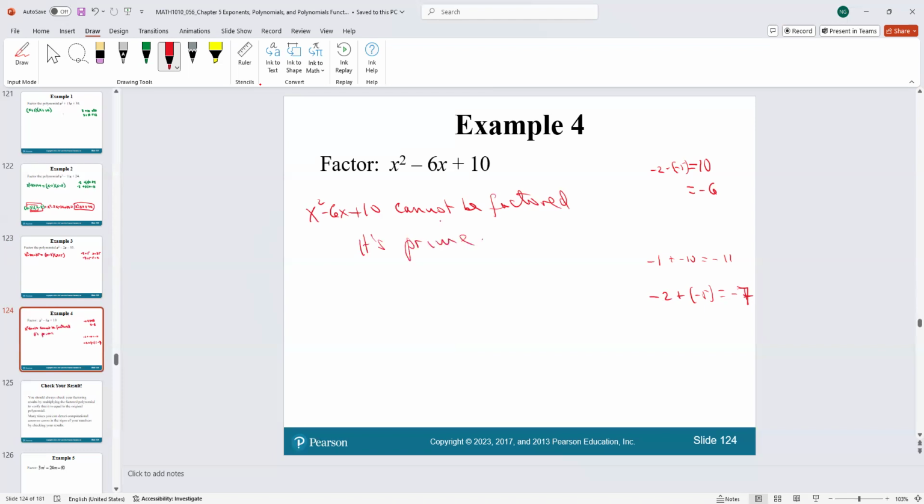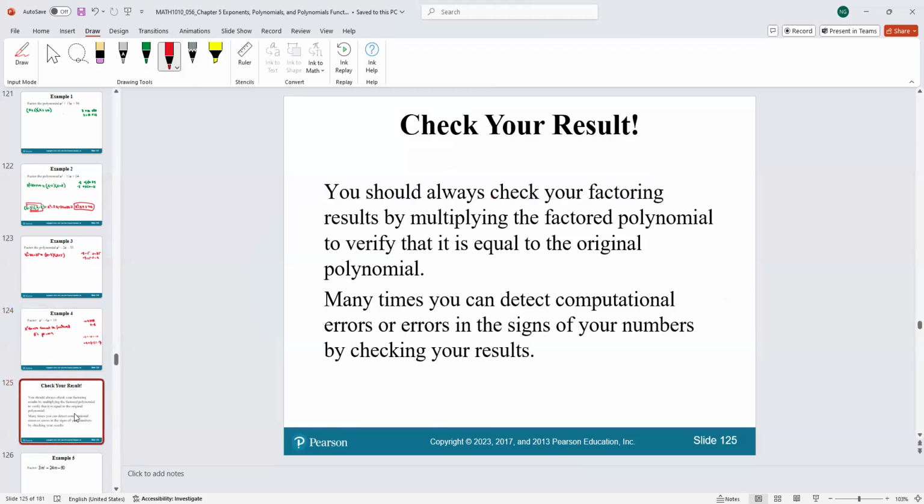Okay, not all the time you can factor trinomials, right? Now, checking results is very important. You should always check your factoring result by multiplying the factored polynomials to verify that it's really equal to the original polynomial. So that's very important to verify. Many times you can detect computational errors or errors in the signs of your numbers by checking your results.